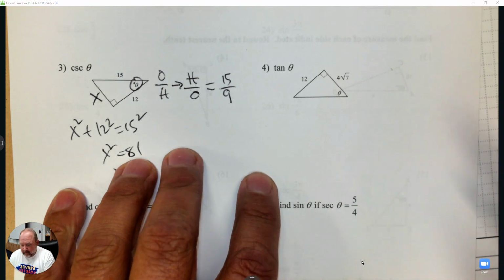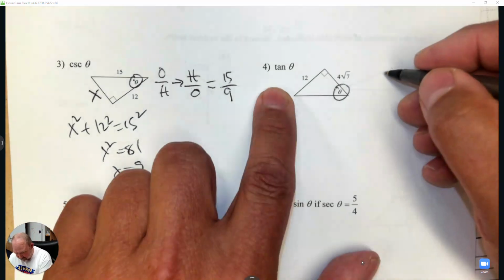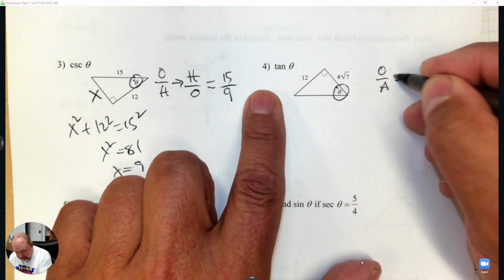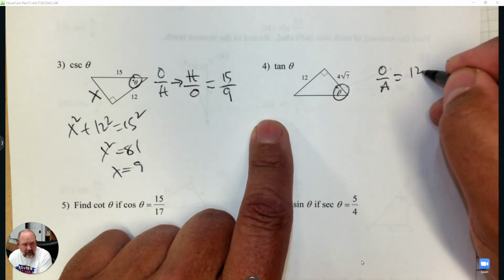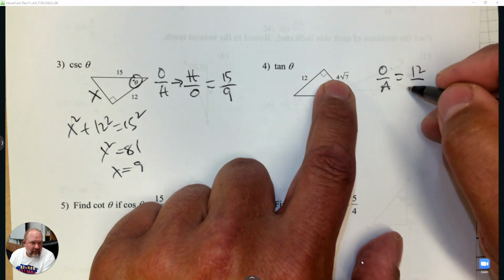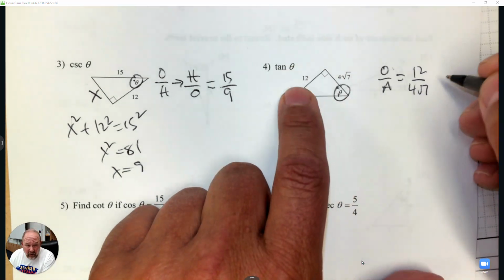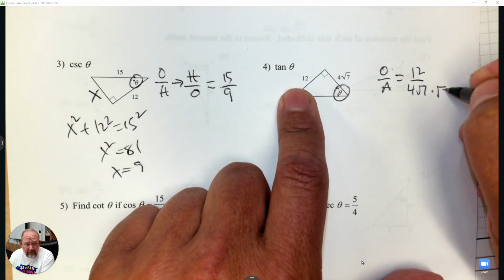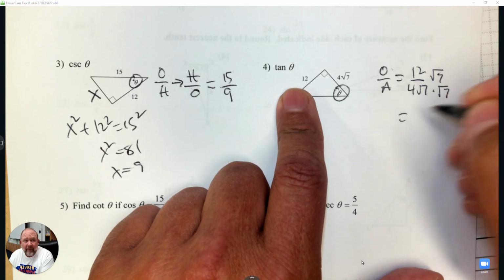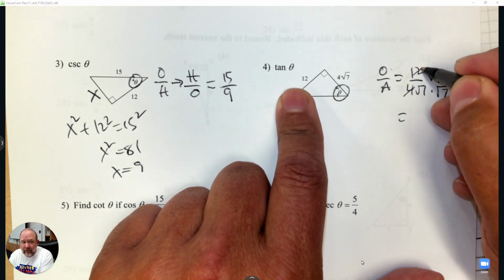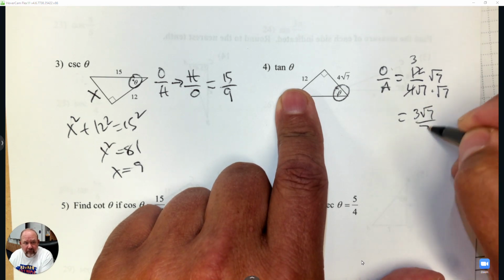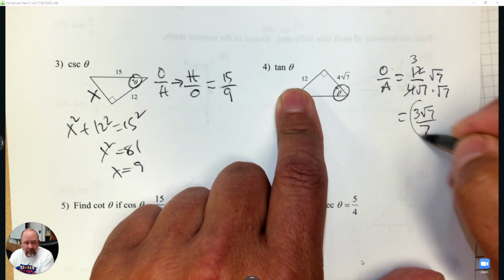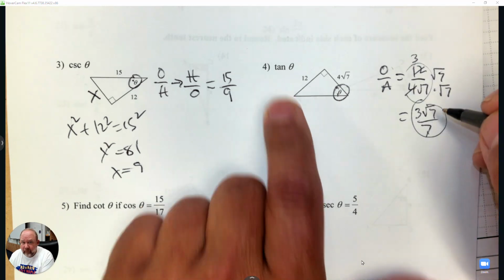Tangent. Circle it. What's the definition? Tangent is opposite over adjacent. So opposite is 12. The adjacent side is 4 root 7. It's actually already there. To make it look a little prettier, you can multiply by root 7. 4 goes into 12 3 times, so the answer is going to be 3 root 7 over 7. This is for fun. This would be a great answer. Full credit.